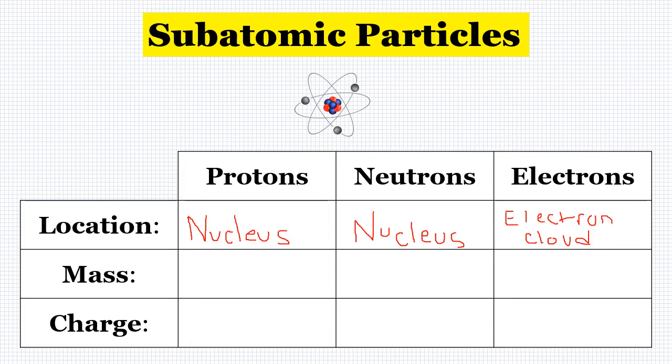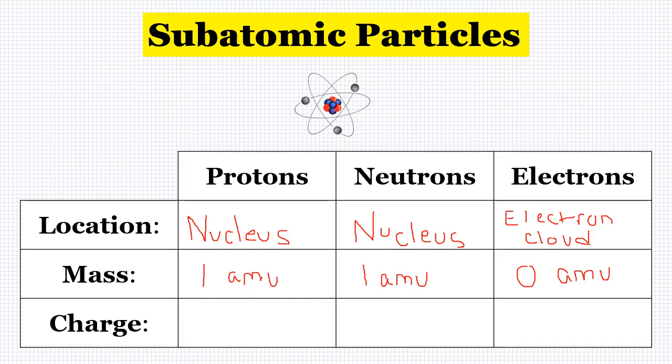All right, protons have a mass of 1 AMU. Neutrons also have a mass of 1 AMU. Okay, now electrons, for all intents and purposes, have a mass of 0 AMU, but electrons do have mass. It's just so small that it is insignificant. So for the purposes of our class here, we say that electrons have a mass of 0 AMU.